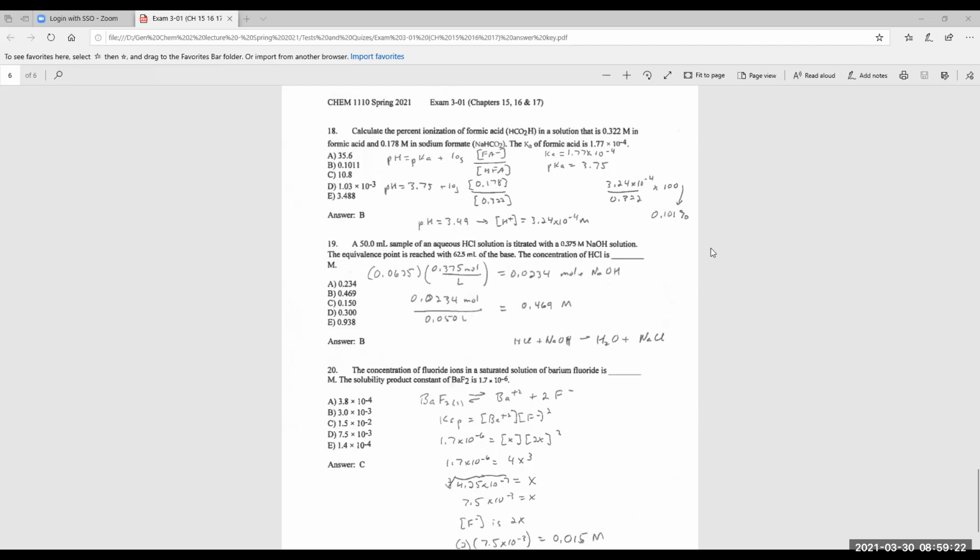So I thought 18 was the harder problem. I thought 19 would be pretty easy for you guys because you've done this in lab, and a lot more people miss 19 than 18. So that kind of surprised me.